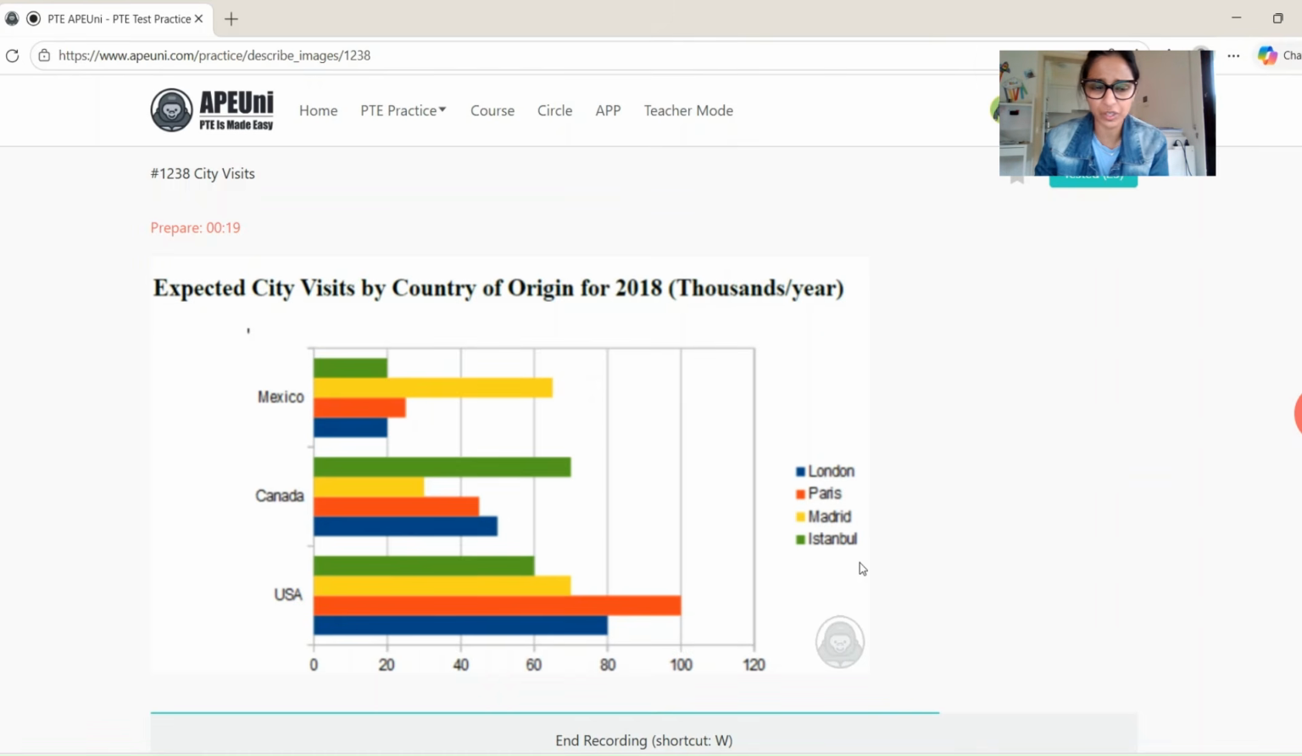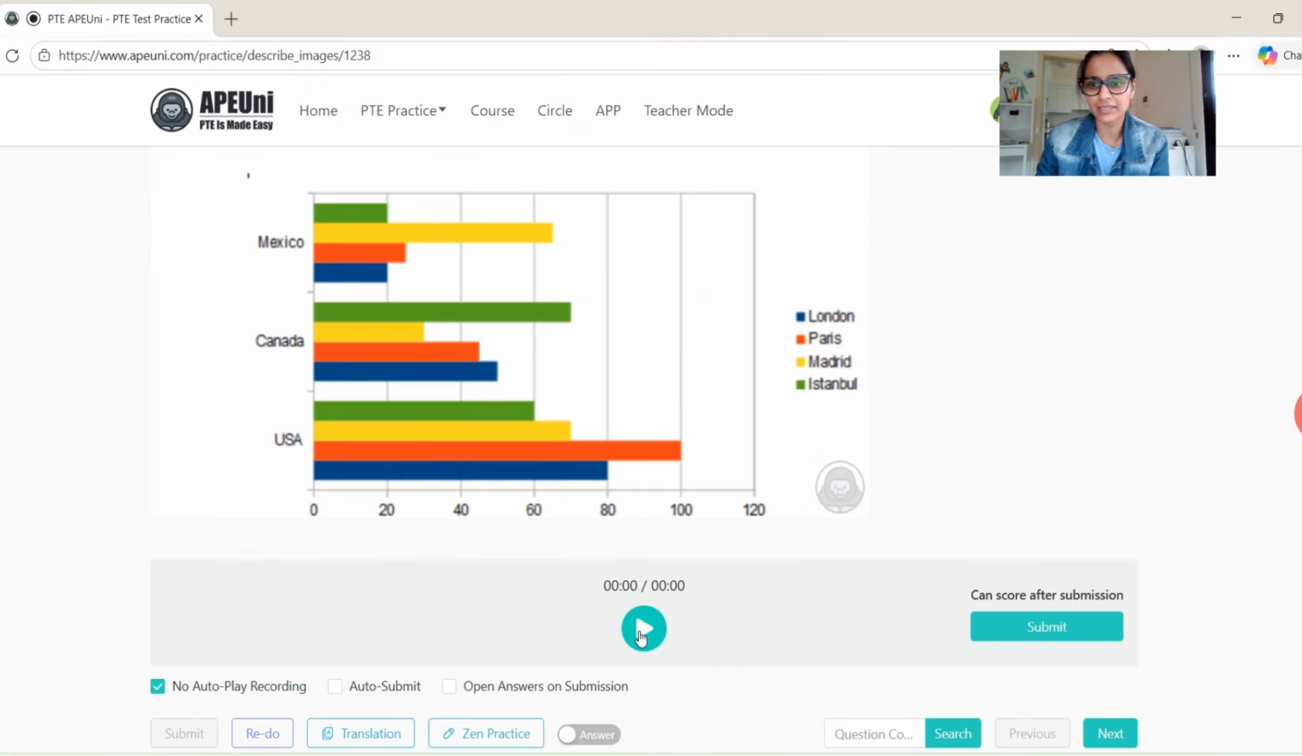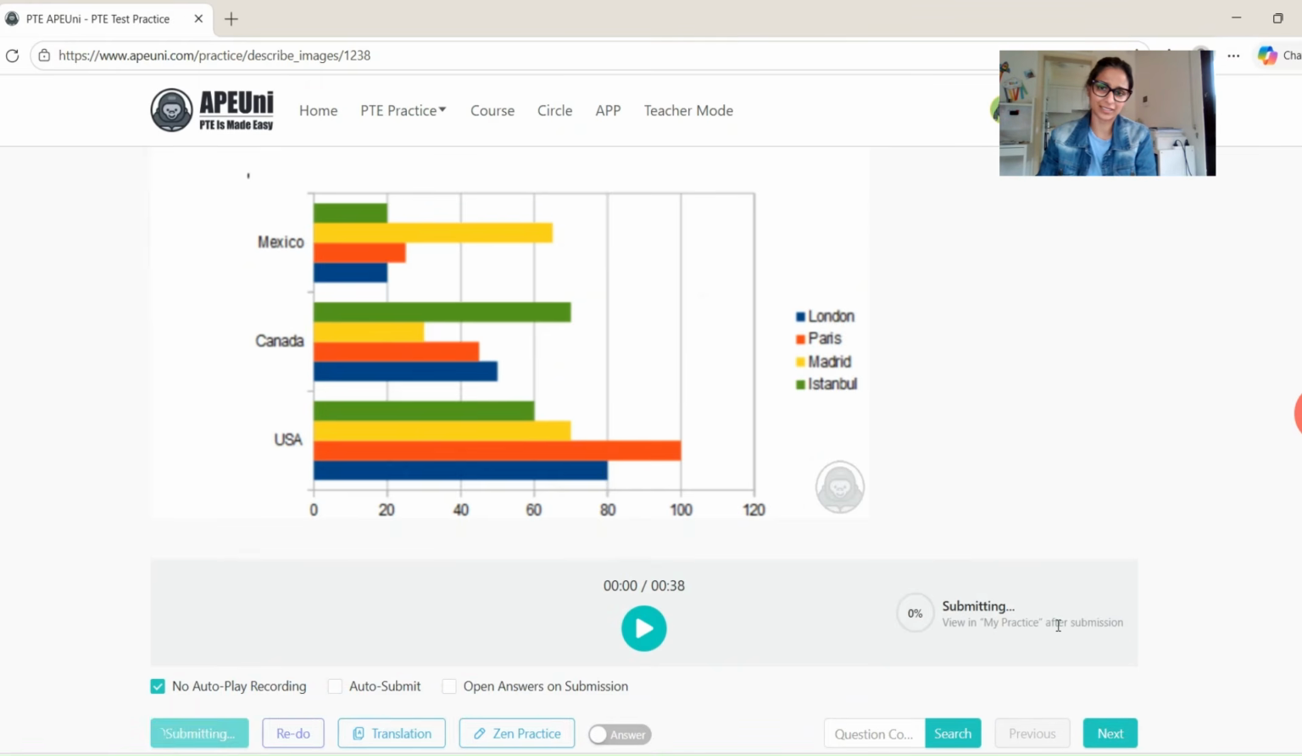For USA, most common was Paris. For Canada, most common was Istanbul. And for Mexico, most common was Madrid. Okay, so 38 seconds. Let's submit and see what it says.